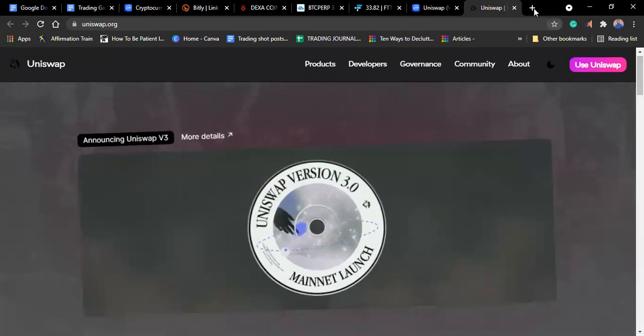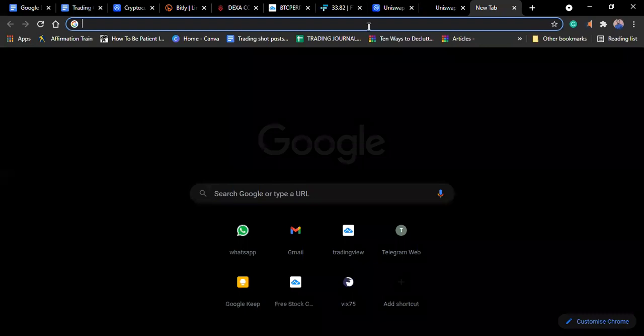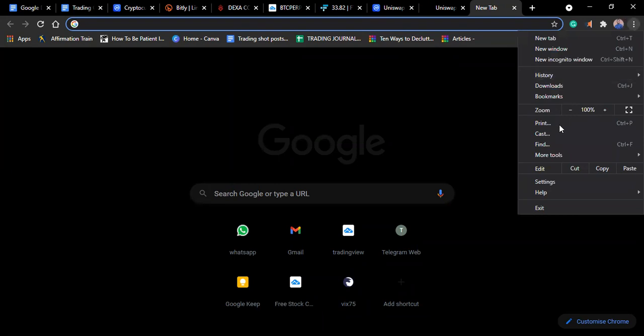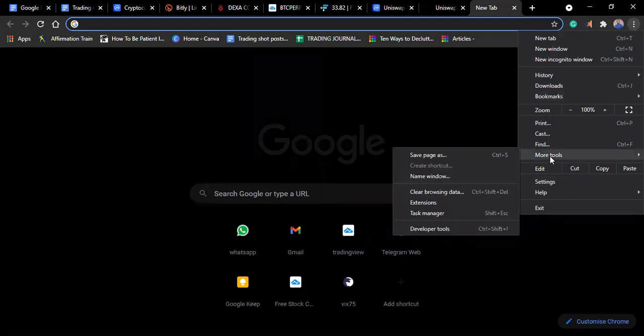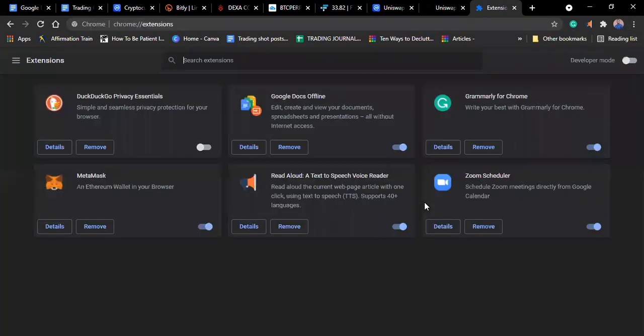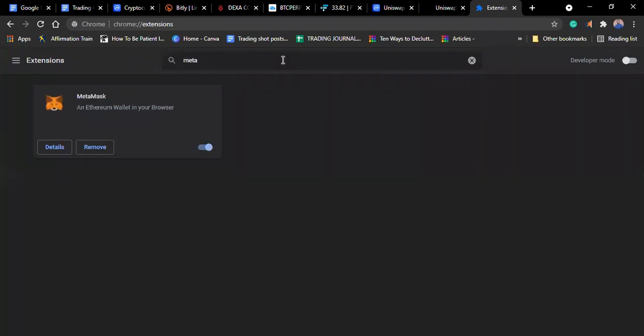To install MetaMask on your laptop, you need to use Google Chrome. So on Google Chrome, come to extensions. Come under, I think it's under more tools. Yeah, it's under more tools. Under more tools, you come to extensions. Then under extensions, you can search for MetaMask. So I already have it.